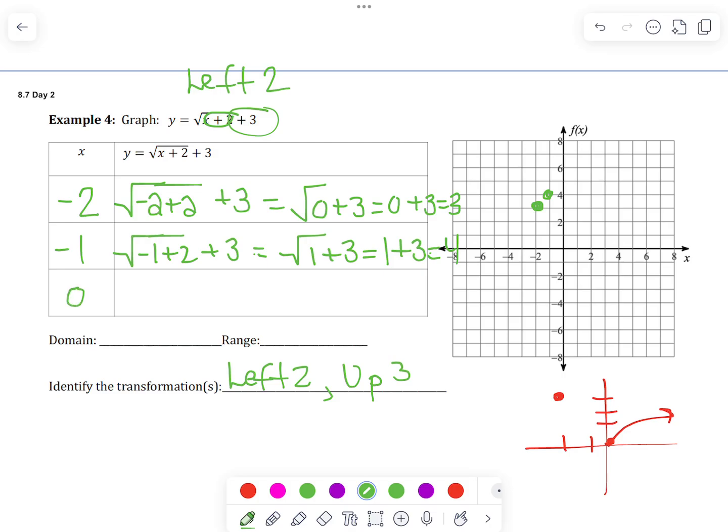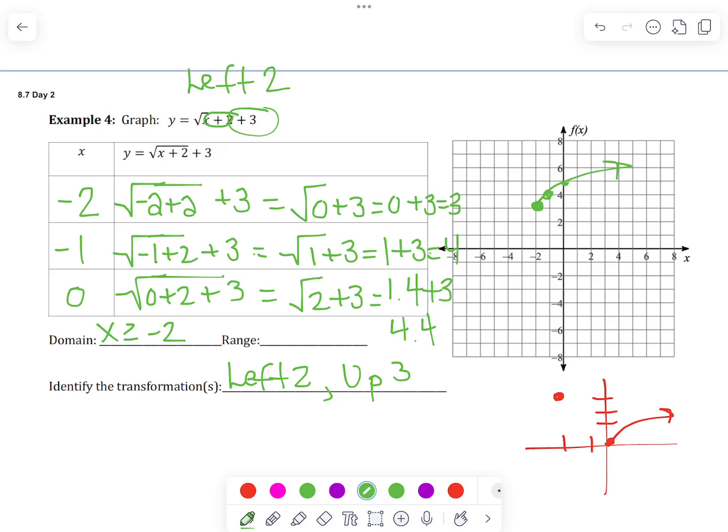And then 0. 0 plus 2 plus 3. We get the square root of 2 plus 3. The square root of 2 is approximately 1.4. So we get 4.4. So over 0, up 4.4. The domain is x greater than or equal to -2, and the range is y greater than or equal to 3.